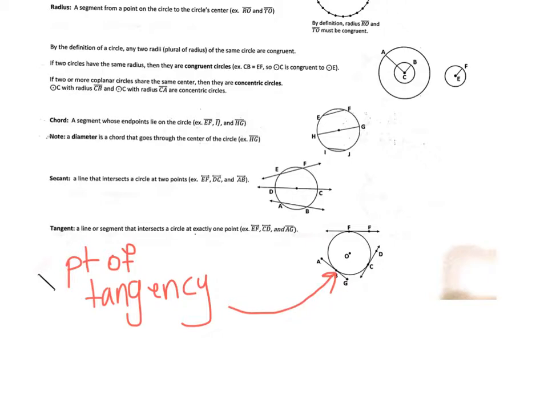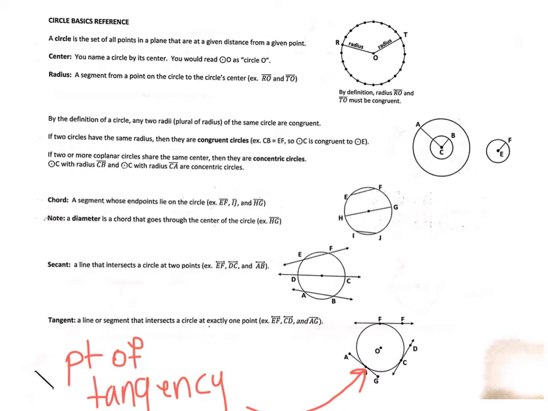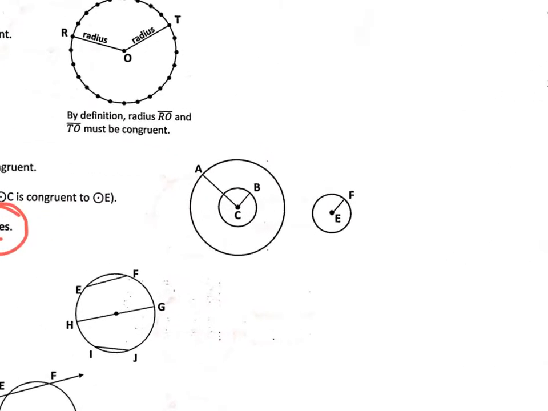Now there's another word mentioned on your reference sheet that we did not cover, and that's congruent circles and concentric circles. So what are concentric circles? If you take a closer look at those two circles, these are two circles that have the same center. So we call these concentric circles. To tell one circle from the other, we say that this is circle C with radius CB, and we call this circle C with radius CA.